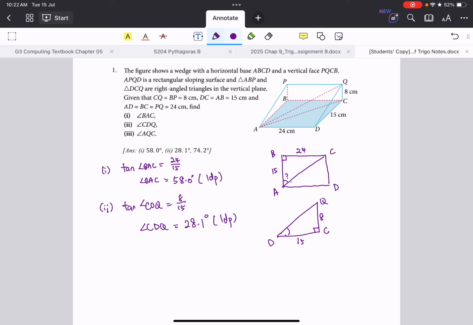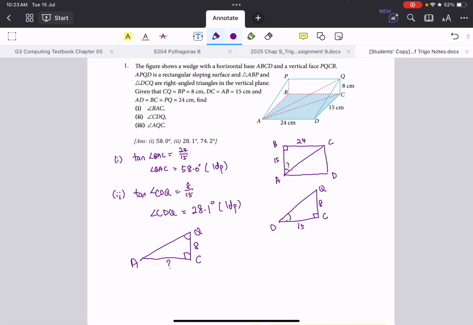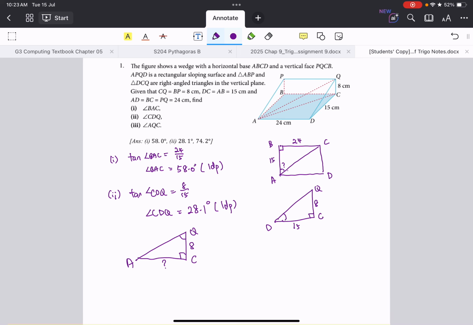If I look at AQC, again, let's do a quick sketch. It looks something like this. A is here, Q is here, C is here. We know that this is 8 units. AQC is this angle, right? However, that's all the information we have. So what we need to do is find AC. In order to find AC, I go back to the first diagram again.